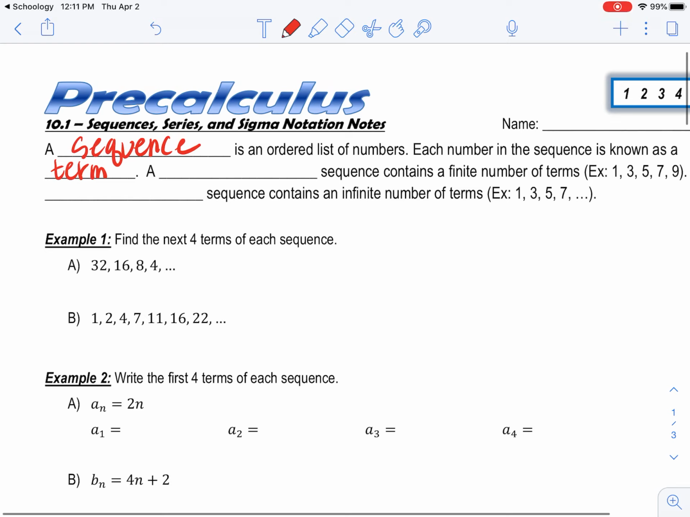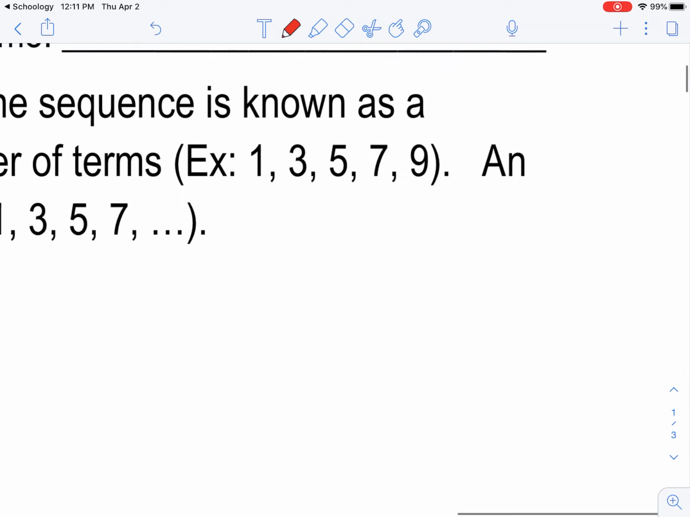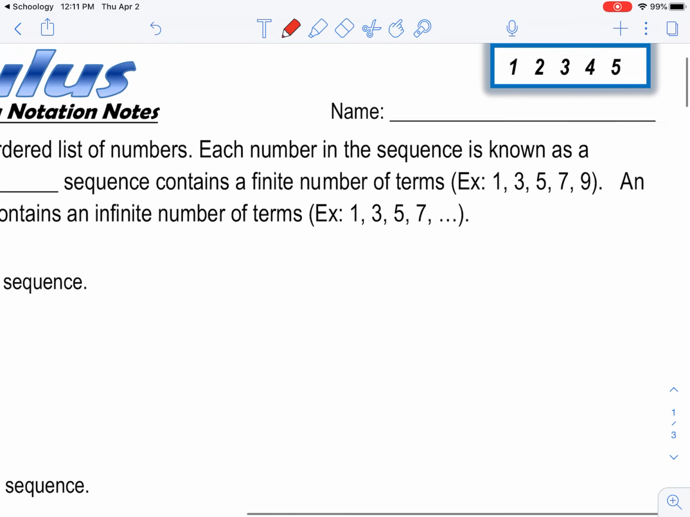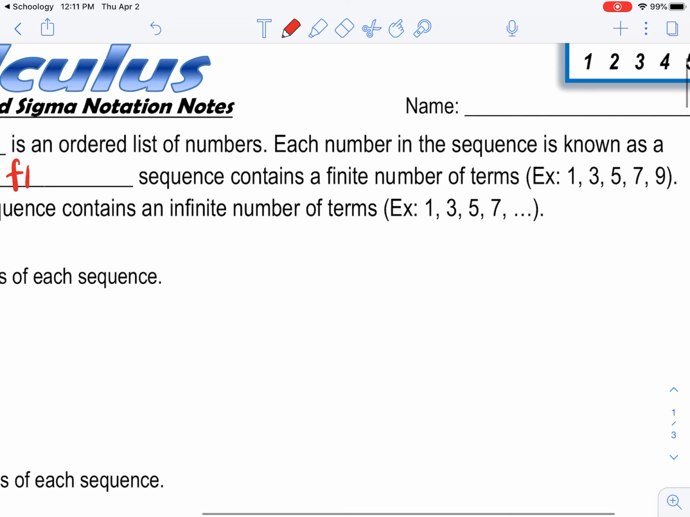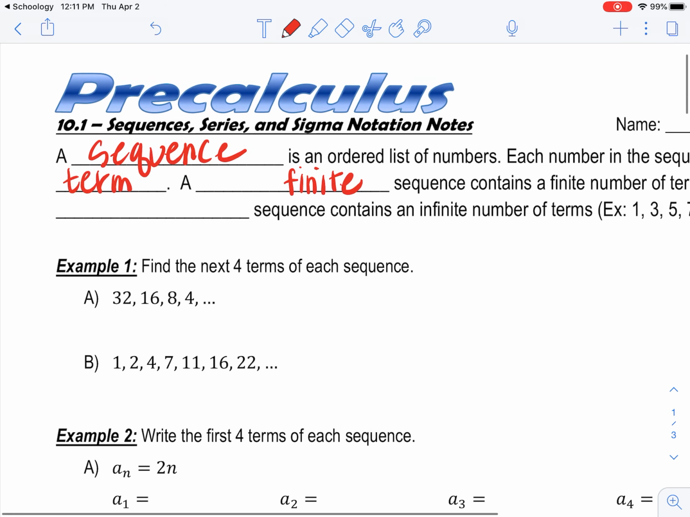Now, there's two different types of sequences. There is a finite sequence, which has an end to it, and then there's an infinite sequence, which does not have an end to it. If you look at this example right here, 1, 3, 5, 7, 9, that is a finite sequence because it stops at 9. If you look at this sequence right here, 1, 3, 5, 7, that does not end, so that is an infinite sequence.